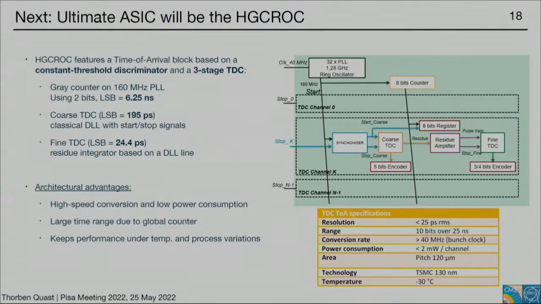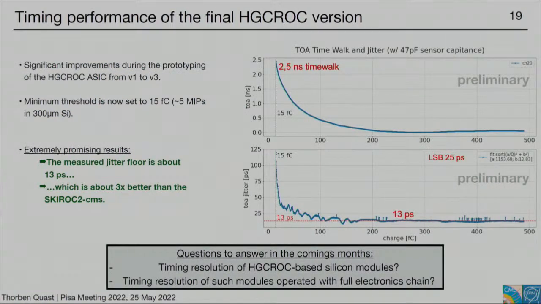So as I said, this was for the prototype ASIC. We are currently in the phase of finalizing the design of the ultimate ASIC. This will be the so-called HGCROC. And this HGCROC will have a completely different TDC, a completely different way of reading out the time of arrival. The good news is that there have been laboratory tests already with this newest design, the so-called version 3. The time walk is still as expected, and the resolution that was measured for this particular chip is not 50 picoseconds as it was for the Skiroc 2 CMS, but in fact only 13 picoseconds, so about 3 to 4 times better. And of course, what will have to be done in the next months or years is to build full modules with this HGCROC, test them ideally also with particle beam and repeat this exercise as I've shown here today, and hopefully we'll see an even better resolution then.